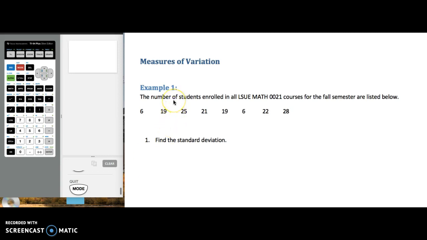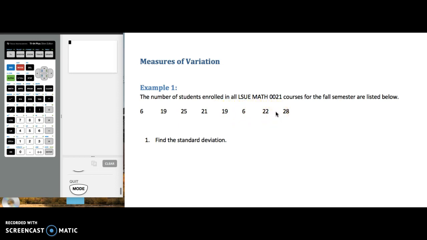Example 1. The number of students enrolled in all LSUE Math 0021 courses for this fall semester are listed below. So one class has 6 students, one class has 19, 25, 21, 19, 6, 22, and 28 students. So we have a total of 1, 2, 3, 4, 5, 6, 7, 8 different classes.